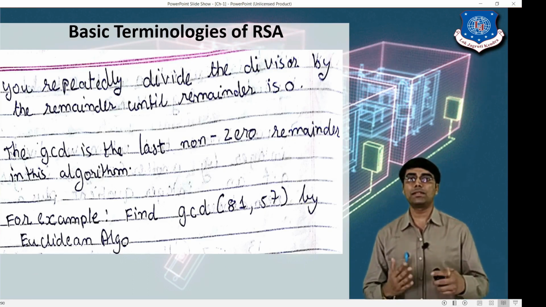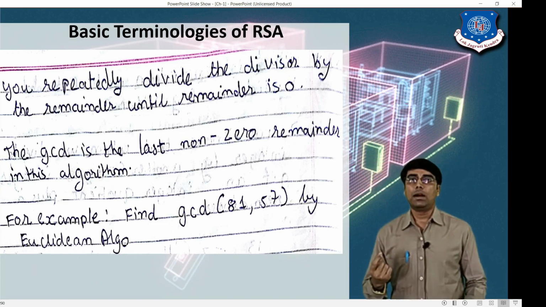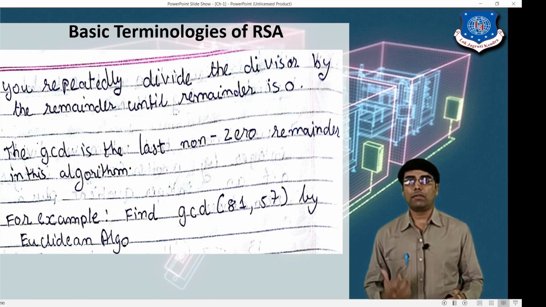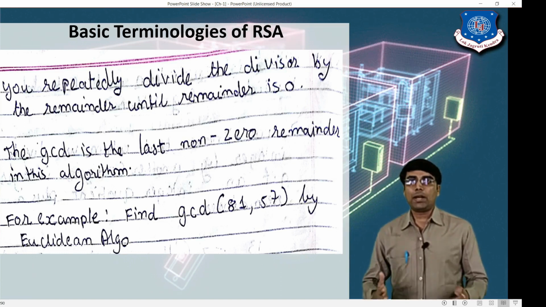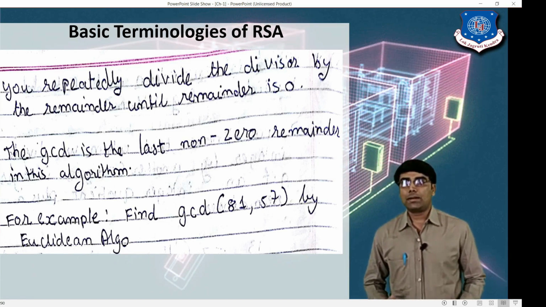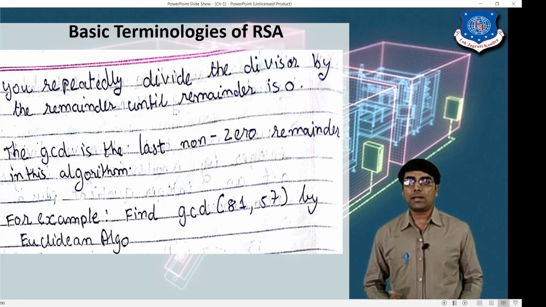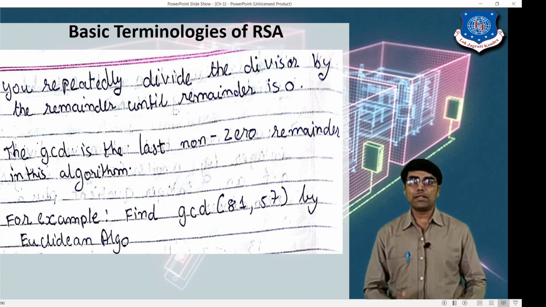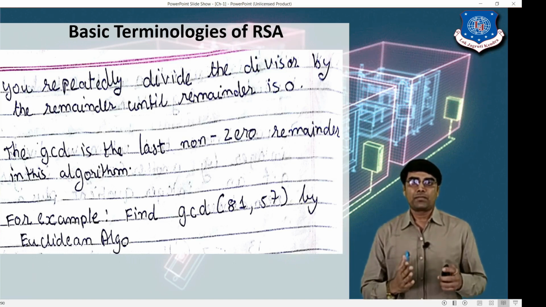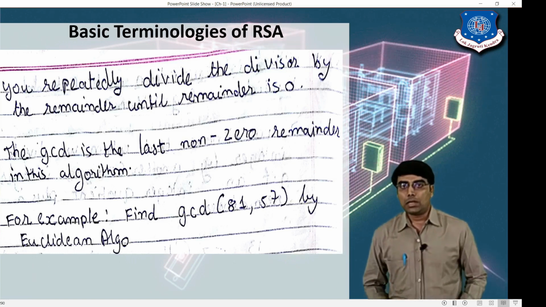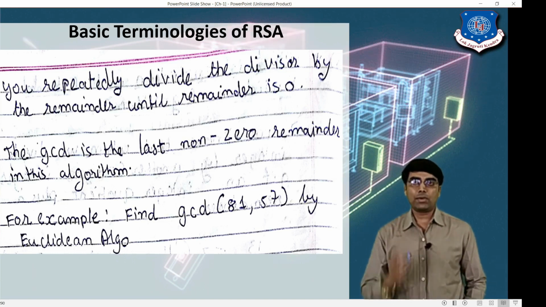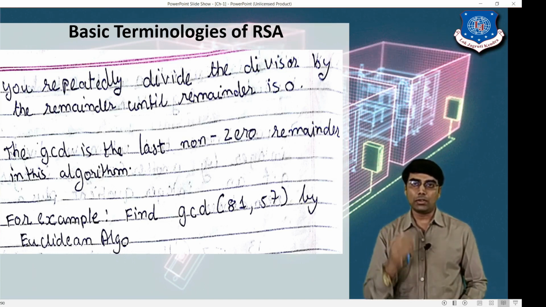Before going to the example, let's see where to stop when finding the GCD. You repeatedly divide the divisor by the remainder until the remainder is 0. It means you will stop when you get the remainder 0. The GCD is the last non-zero remainder in this algorithm. Let's take an example to clear this idea.